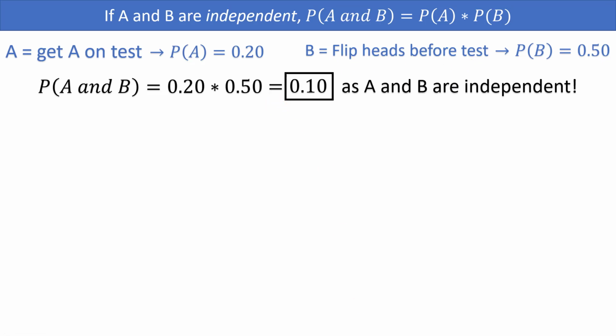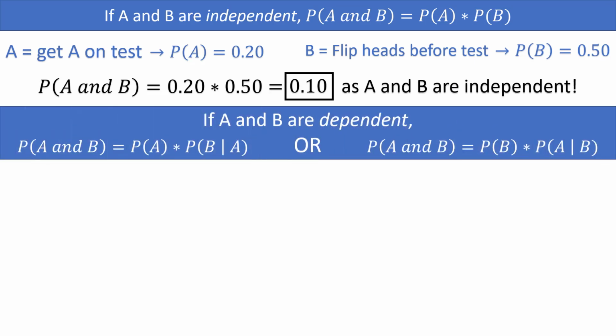Now what if your 2 events are dependent, meaning the occurrence of one event actually affects the chance that the other event occurs? Well, if your 2 events are dependent, it becomes a little bit more complicated. There are actually 2 different formulas that can help you calculate the probability of A and B. You can either take the probability of A and multiply it by the probability that B happens given that A has happened or is going to happen, or do it the other way around, the probability of B times the probability of A given B.